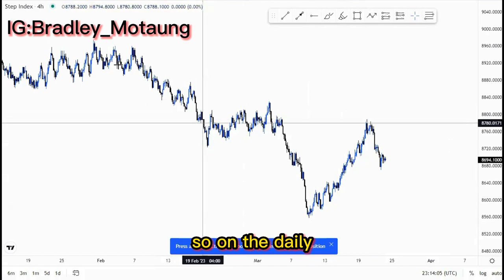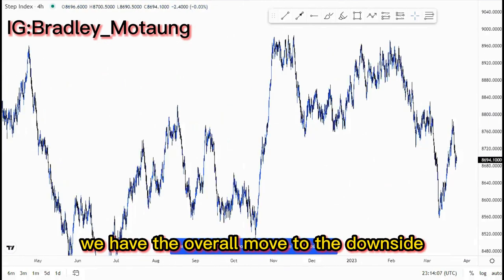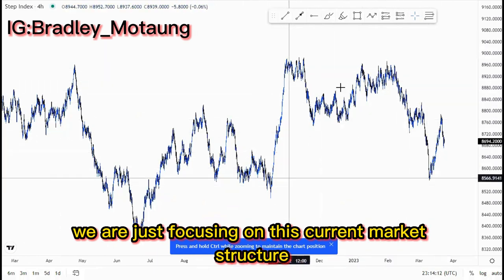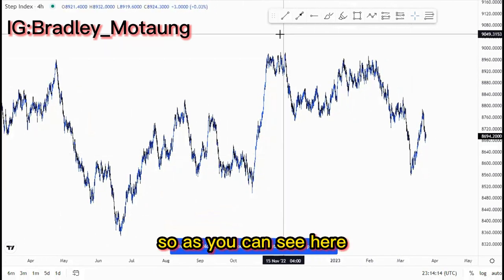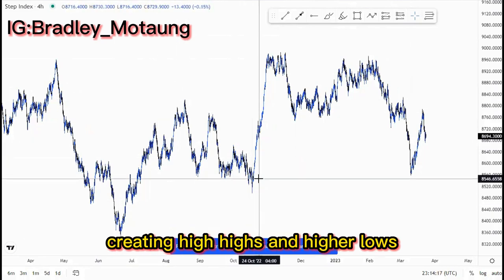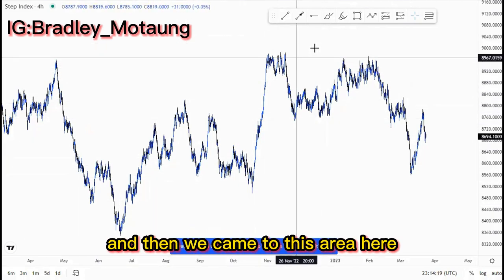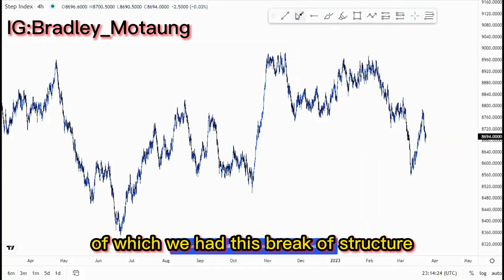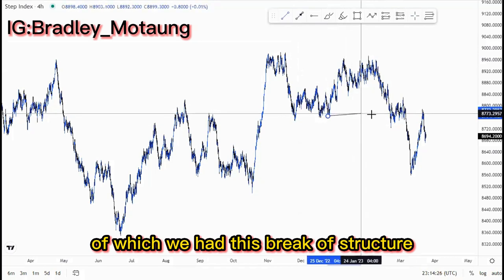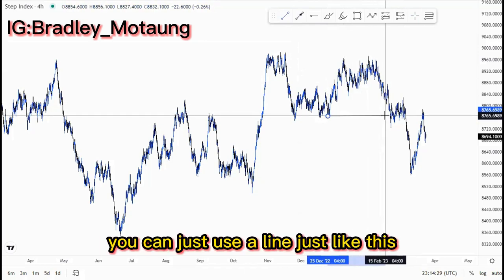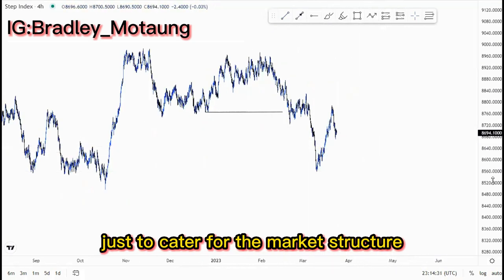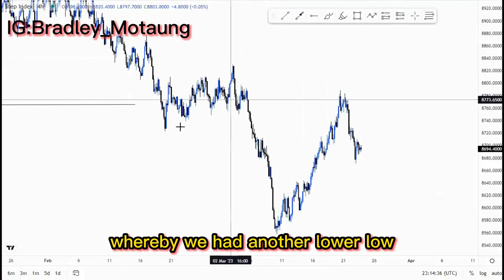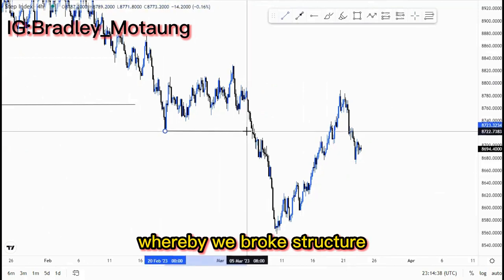So on the daily, on the 4-hour time frame, we have the overall move to the downside. As you can see, we are just focusing on this current market structure, which is this one here. We have been pushing to the upside, creating higher highs and higher lows, and then we came to this area here creating a lower high, and then we created a lower low, where we had this break of structure around here. You can just use a line like this to cater for the market structure. And then you also have this area here where we had another lower low where we broke structure.